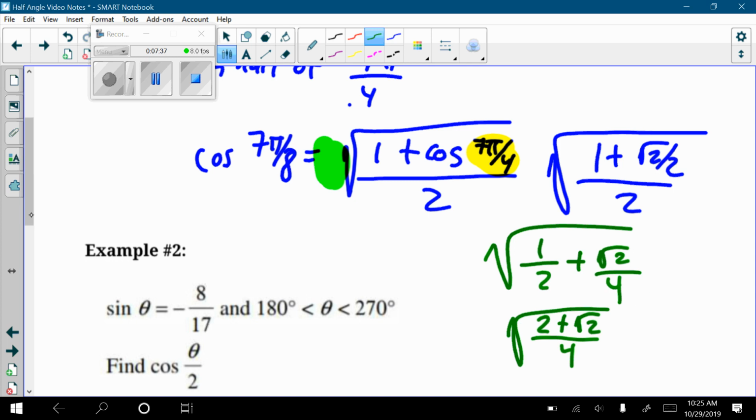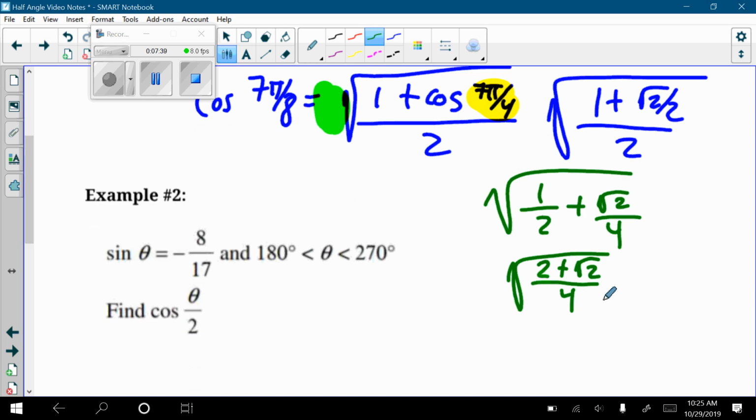And if you really want to do some nice cleaning up here, I'm square rooting a fraction. I can square root the top, which doesn't clean up. But the bottom, I actually know the square root of 4 is just 2. So this is the fully cleaned up version.